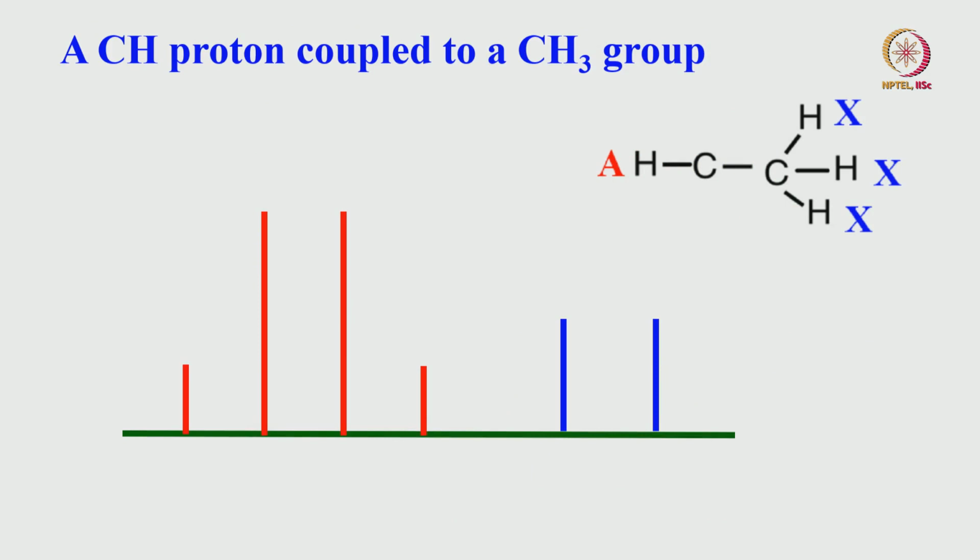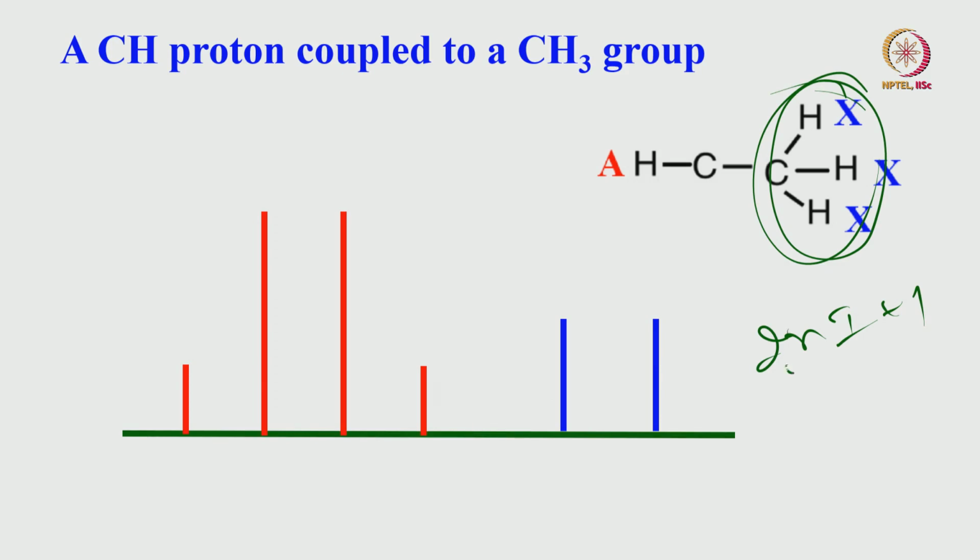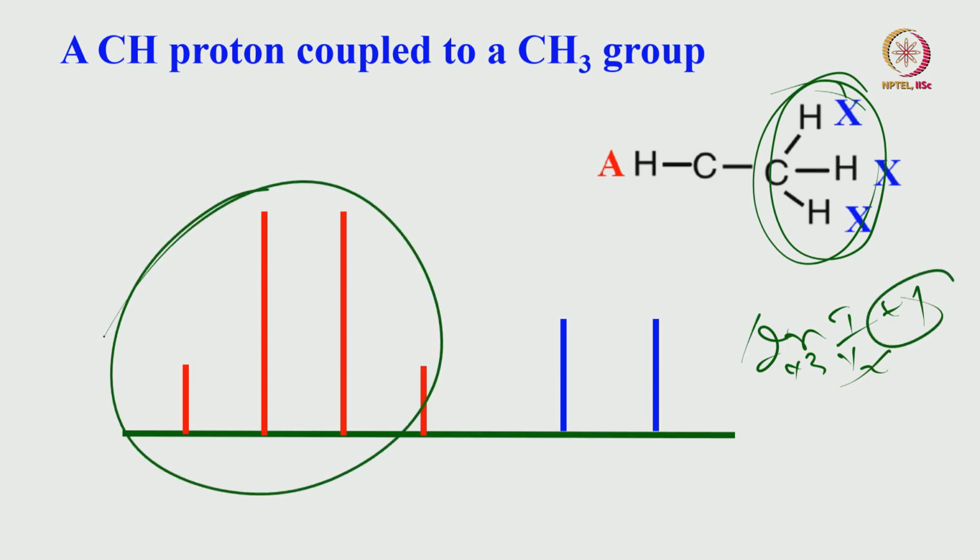Now, on the other hand, I consider a situation where one CH proton is coupled to a CH3 group. Just now we worked out when this is coupled to 3 chemically equivalent protons, you apply the 2nI plus 1 rule, or you can get the intensity by Pascal triangle. n is equal to 3 here, 2 into 3 into spin half plus 1, then you get 4 lines. When one proton is coupled to 3 equivalent methyl protons, you get 4 lines, but the intensity of the 4 lines follows the Pascal triangle. But what about these 3? If I look at the CH3 group, it is seeing only the CH.